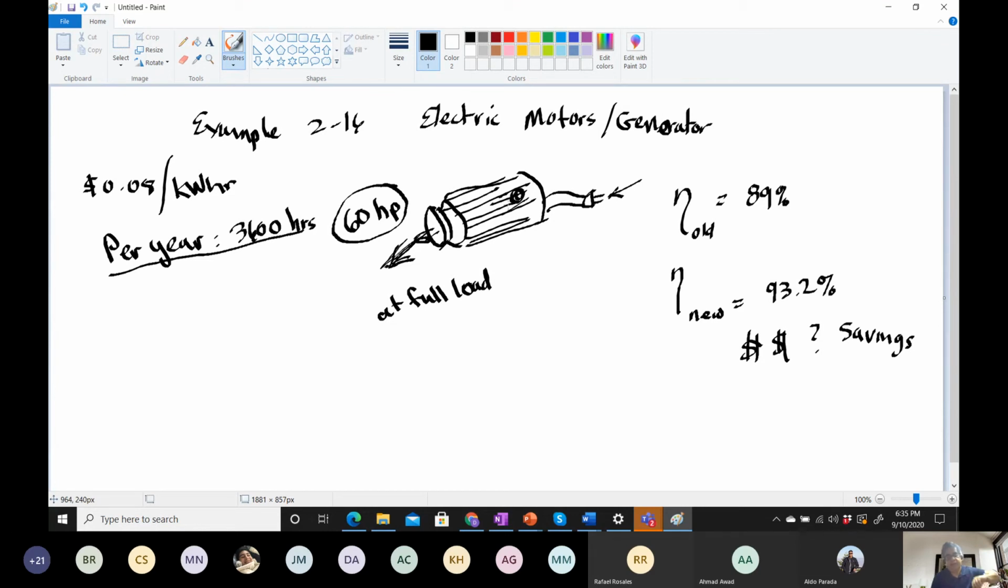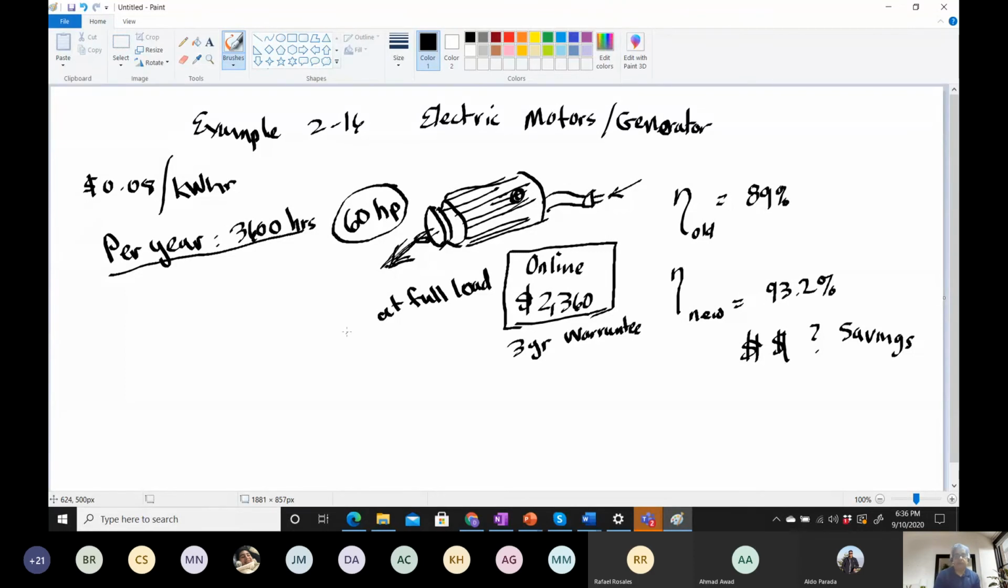So I did a price check on this today. I went online and found a 60 horsepower motor, and this motor today costs $2,360 for a new motor. I did this right before class. This has nothing to do with the problem, but it has a 3-year warranty, or 3-year guarantee, that this thing's going to run, because if it breaks within 3 years, you take it in and you get a new motor. All right.